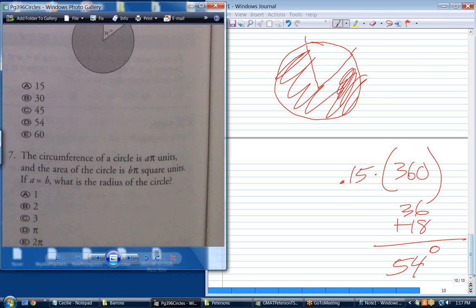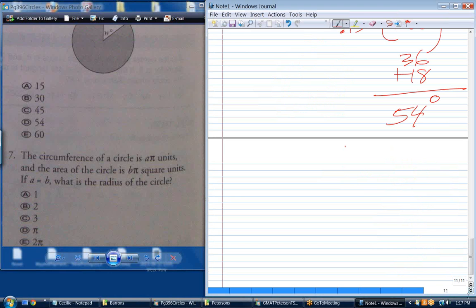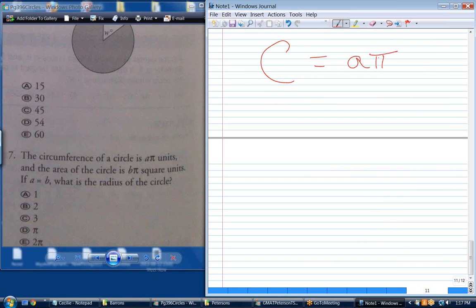Okay, how about number 7? The circumference of a circle is a pi, and the area of the circle is b pi. If a equals b, what is the radius of the circle? Wouldn't you just have to pick some numbers or do back solving? You could do this a couple of ways. First of all, what's the formula for circumference? 2 pi r. And area? Pi r squared.